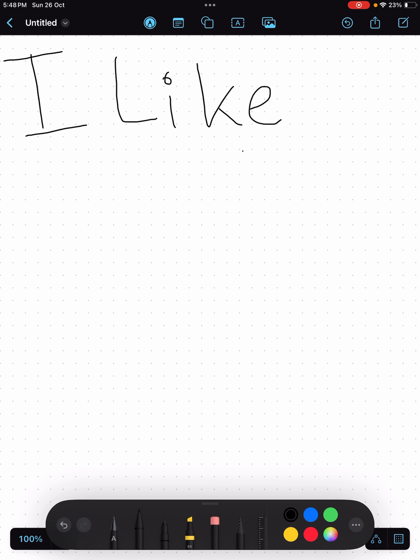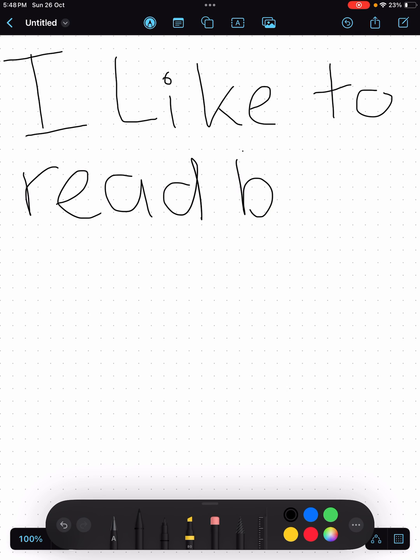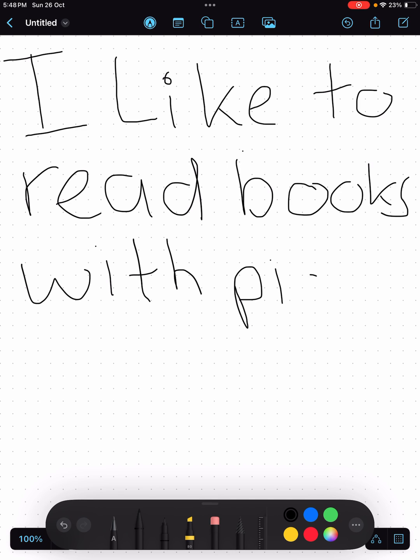I like to read books with pictures. Right. This is my main idea. It's a bit messy. Okay. I like to read books with pictures. Okay. This is an independent clause, right?